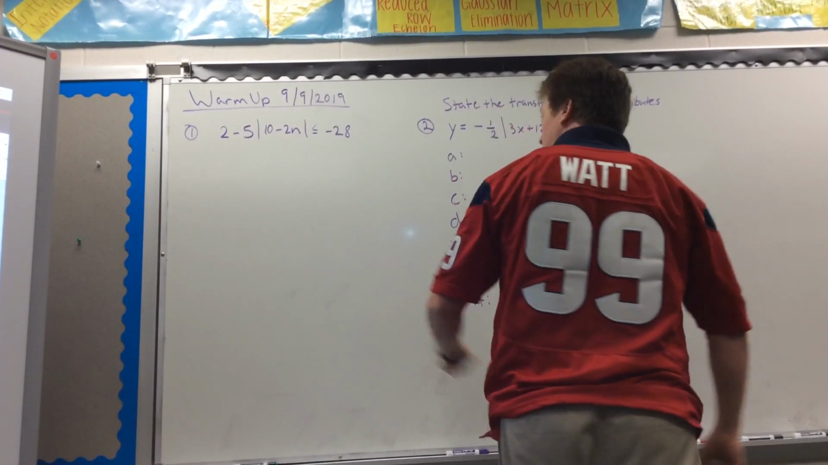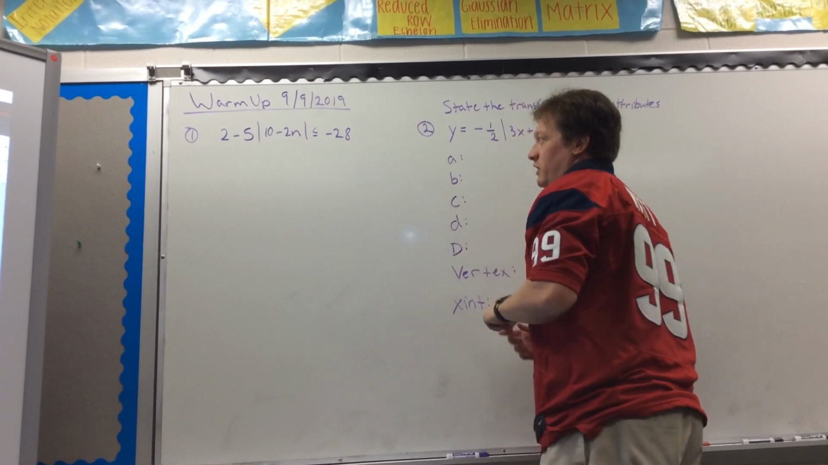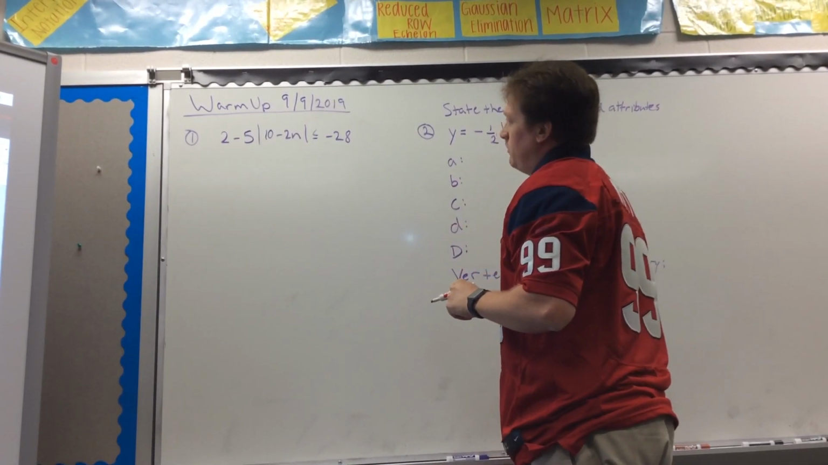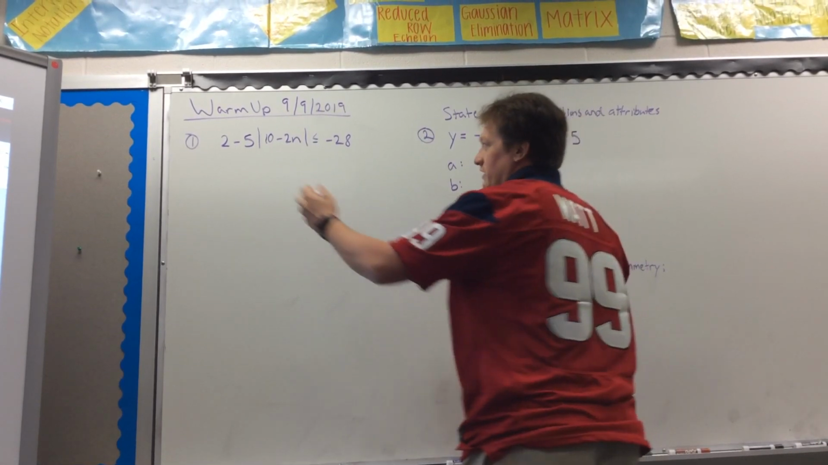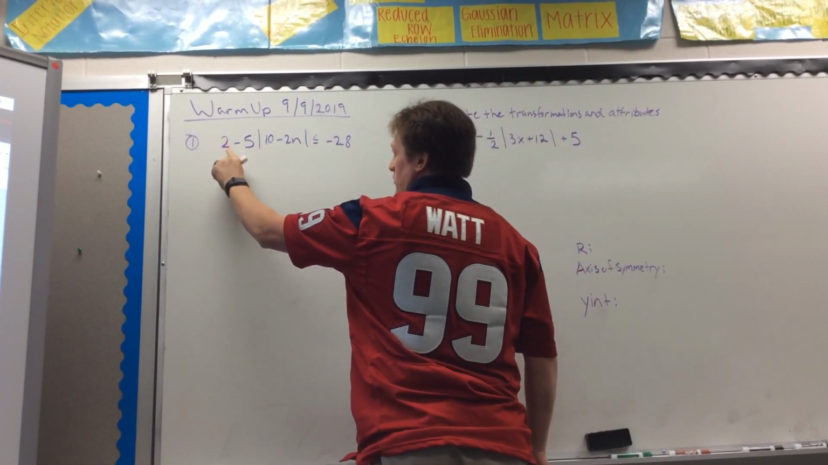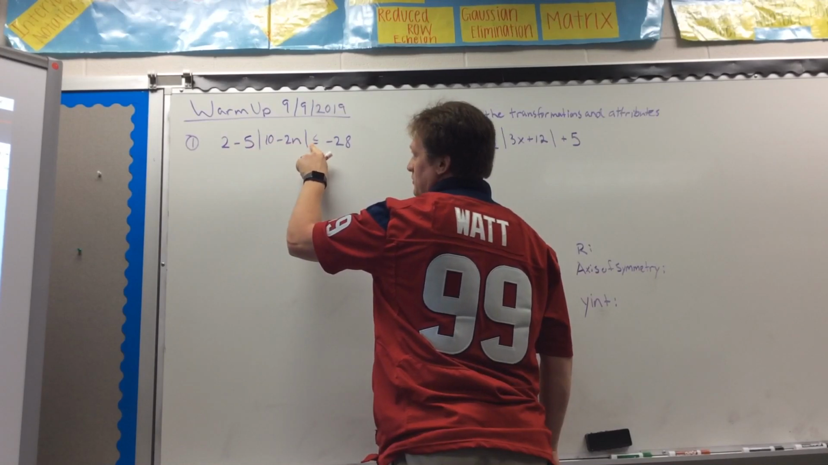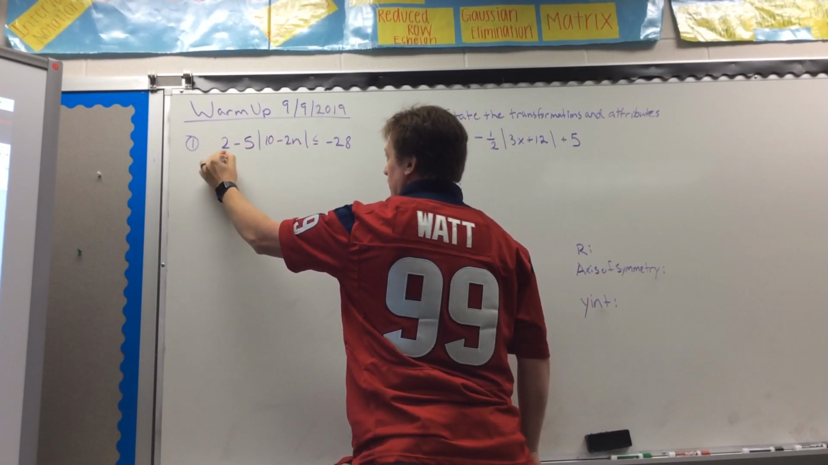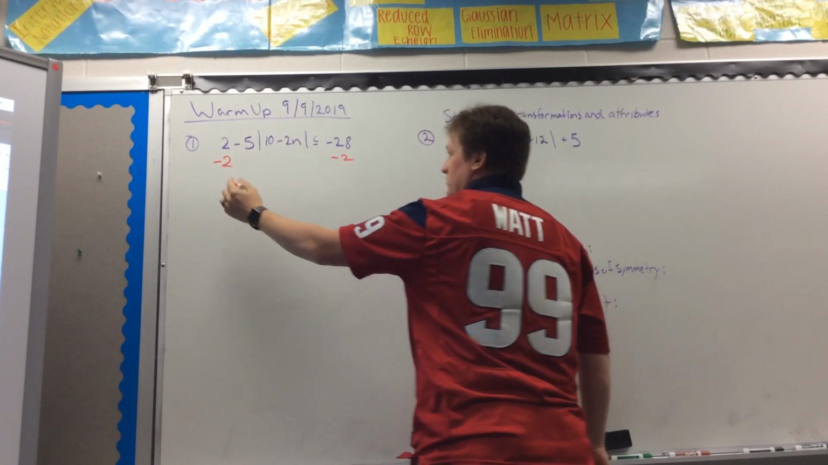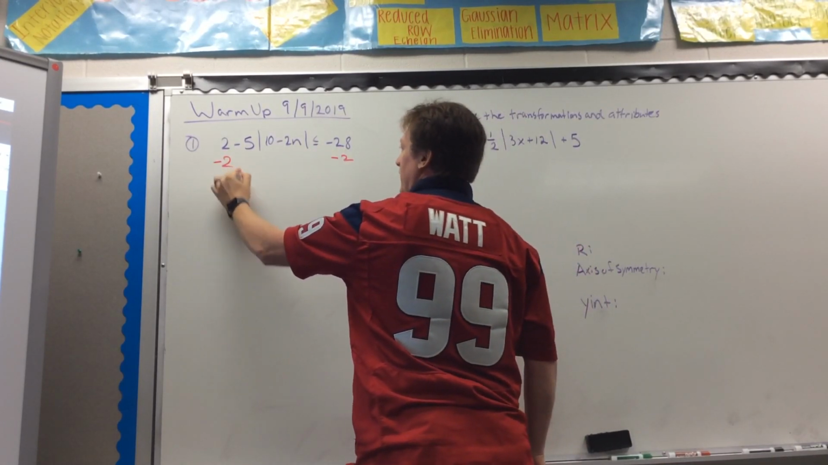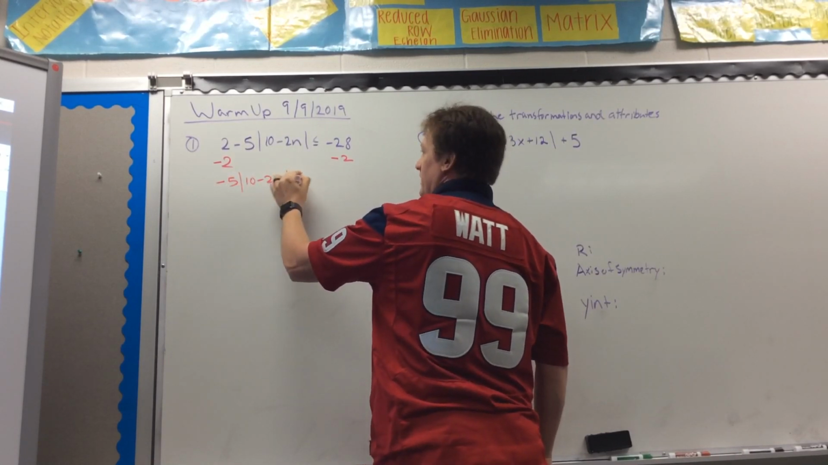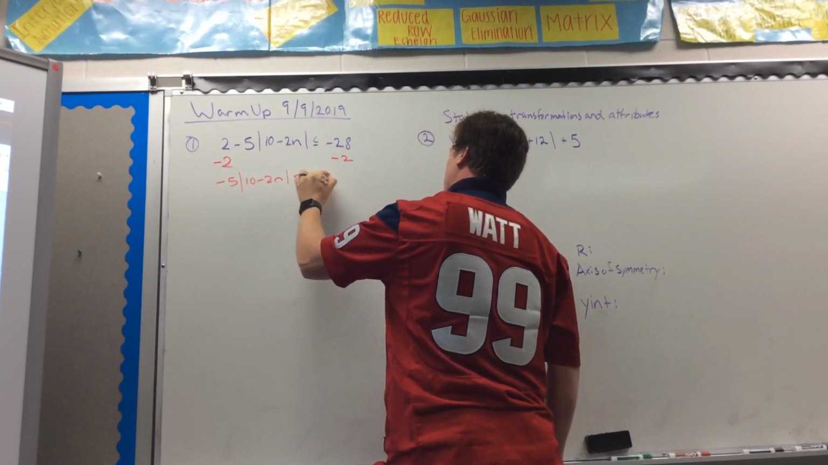The first thing that we want to do with this question right here is try to get the absolute value by itself. So we want to make sure that we subtract the 2 first, because usually we're used to seeing the 2 behind the absolute value, but I pulled it in front just to make sure that you were paying attention to the inequality. So I'm going to subtract 2 on both sides and get -5 times the absolute value of 10 minus 2n is less than or equal to -30.